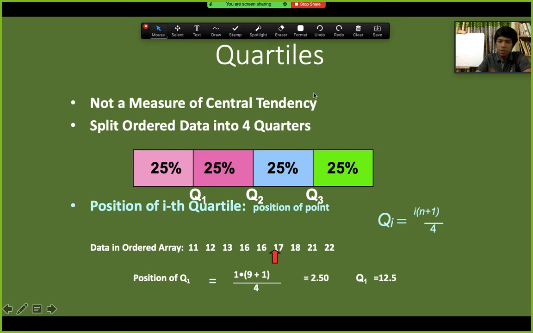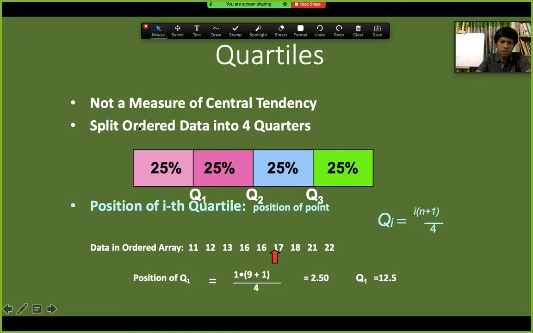Quartile. If we divide all the data into 25%, 25%, 25% and 25%, we can divide them into 4 quartiles: first, second, third. The first quartile is after 25%, the second quartile is after 50%, and the third quartile is at 75% of the data. This is how they are defined. So 25% of the data is in quartile 1, a total of 50% of the data is in quartile 2, and a total of 75% of the data is in quartile 3.